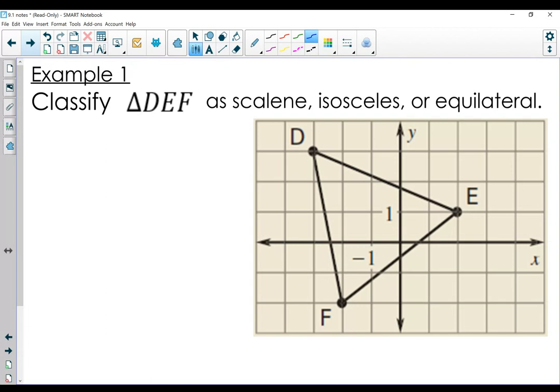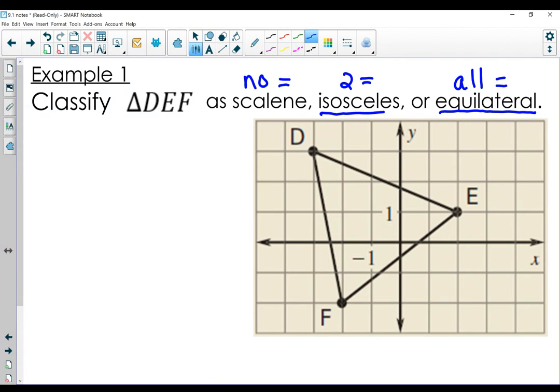For our first example, we're going to look at classifying this triangle as scalene, isosceles, or equilateral. So first we need to go back and review what these words mean. Equilateral is probably the easiest one for us to remember. That means all of our sides are equal in our triangle, so all three sides are equal. Isosceles was when we only had two equal sides. Scalene is when we had no equal sides.